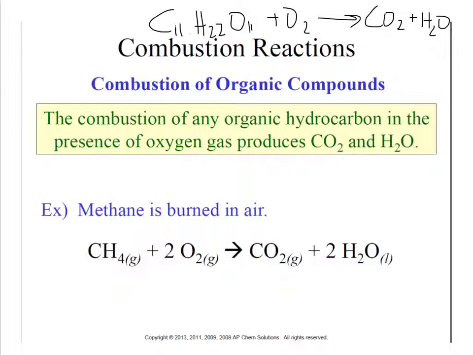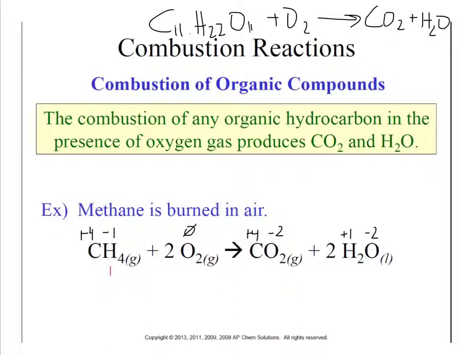So if we assign oxidation numbers to this methane reaction, hydrogen, in this case, is bonded to a nonmetal, so it's going to be -1. That means carbon is +4. Oxygen here by itself is going to be 0. And in carbon dioxide, oxygen is -2, so that means carbon's +4, -2, +1.